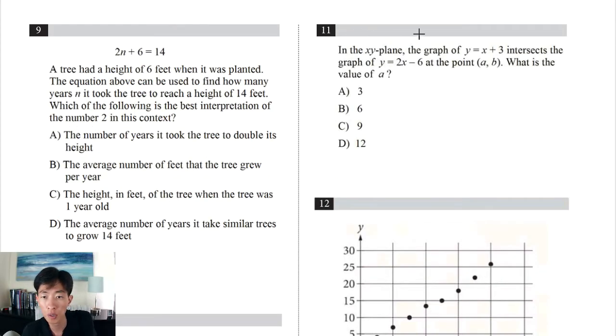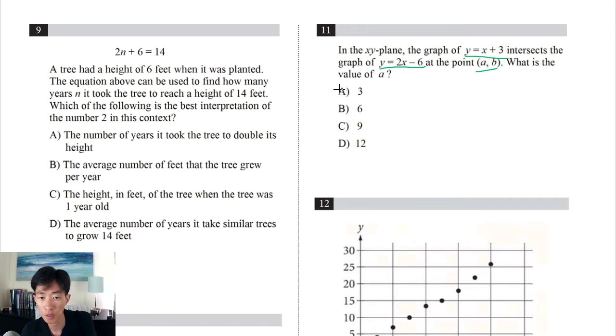Question 11. In the xy plane, the graph of y equals x plus 3 intersects with the graph of y equals 2x minus 6 at point (a, b). What is the value of a? So a couple ways you could do this. You could attempt to draw a rough sketch of these two graphs, noting what the slope is and the y-intercepts, and trying to approximate where they intersect.